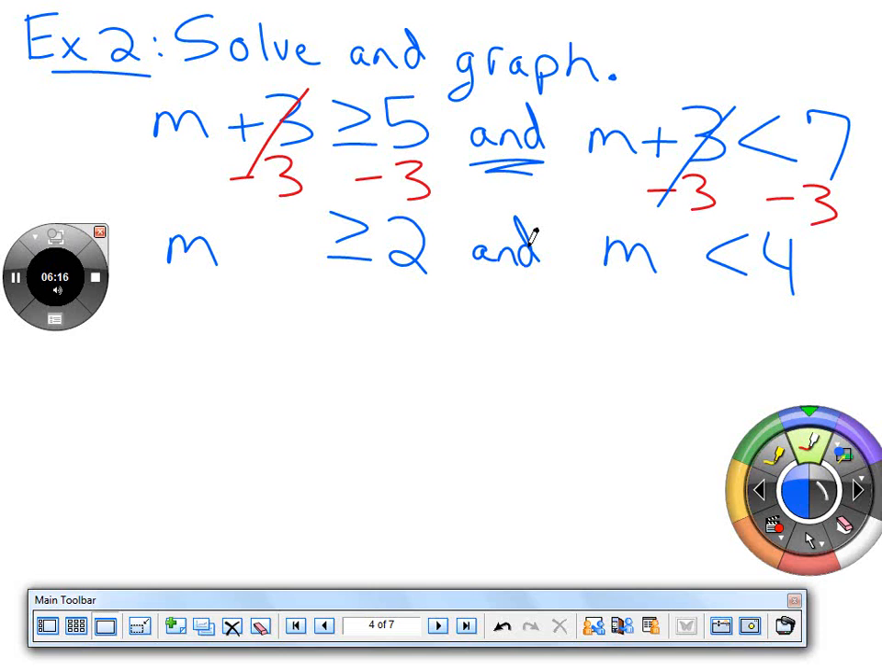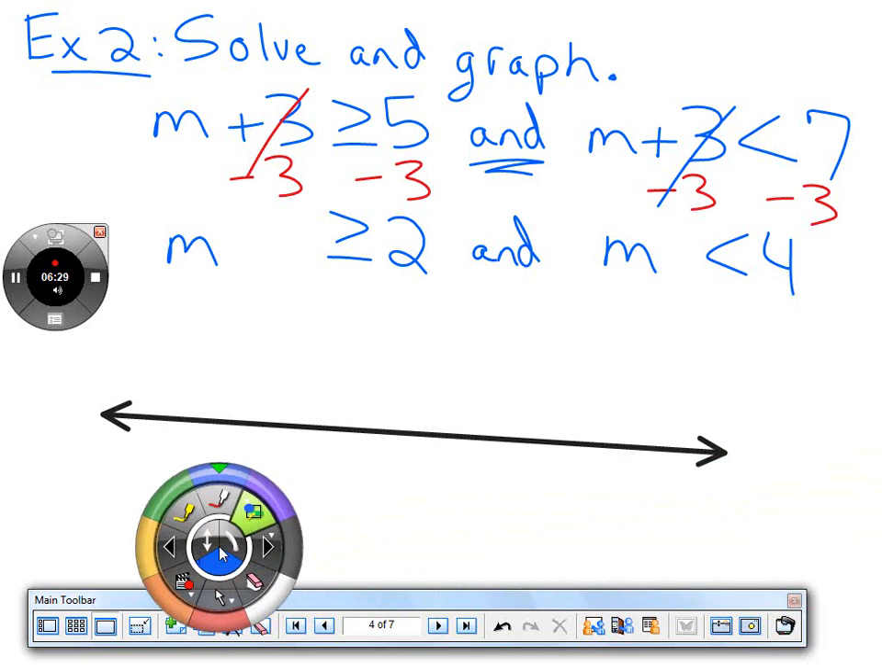So now I'm ready. I need a number line. So I get a nice number line. So then I'm ready to graph. Okay, so I've got m is greater than 2 and m is less than 4.